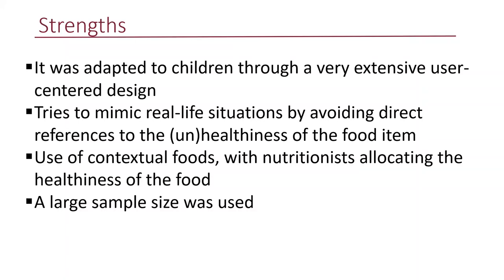Again, referring explicitly to certain nutritional aspects in food is very common in discrete choice experiments, and tends to lead respondents to choose certain items at the expense of others because of social desirability bias or similar biases. We use contextual food. Again, a large amount of typically consumed foods among school children were identified in both Tunisia and Lebanon to make this experiment as contextually relevant as possible. And lots of nutritionist research went into trying to allocate these foods to different healthiness levels. And of course, the large sample size that was used, 2,500 in the example of Tunisia, and a somewhat smaller sample, but still quite big, in the example of Lebanon.